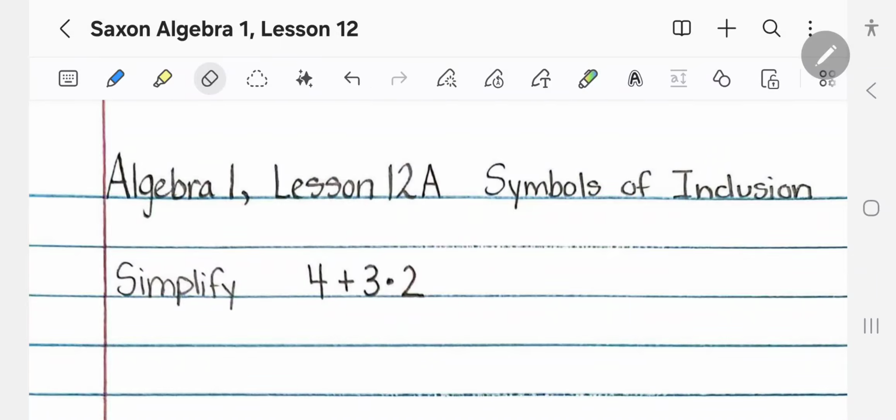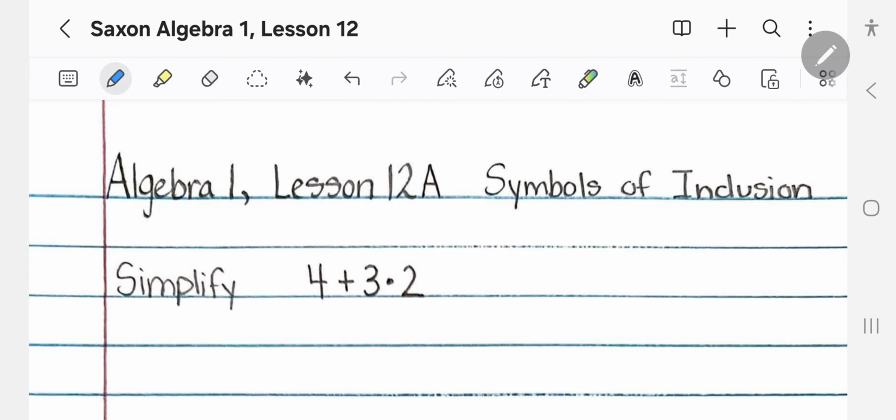This is Algebra 1, Lesson 12a, Symbols of Inclusion. Previously, we worked this problem and we learned that you could work it two different ways. You could add first or you could multiply first. And since that would give us two different answers, we realized we need some more guidelines. We need to know, how do we know which answer is the correct answer?